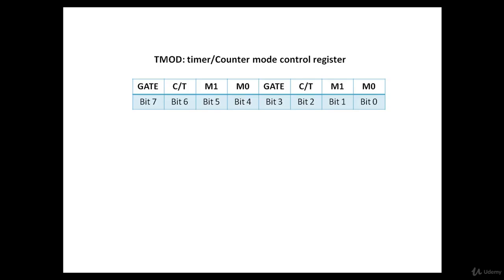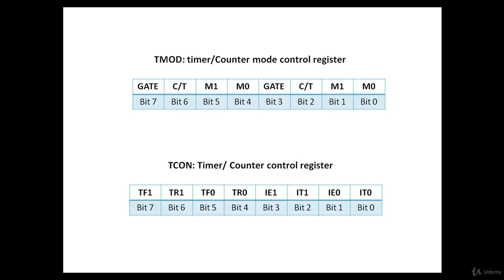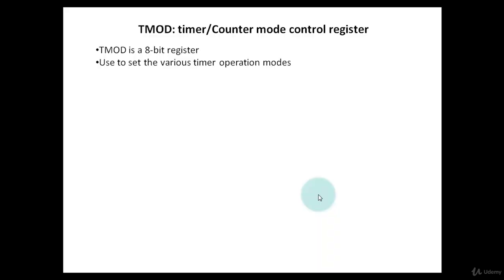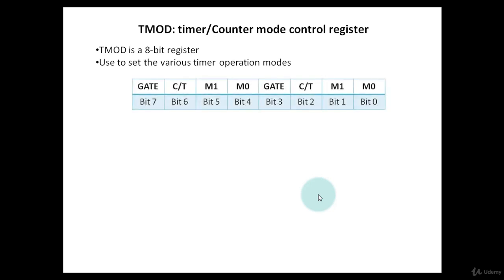The timer module in 8051 microcontroller gets controlled by two control registers. One is TMOD and another one is TCON. TMOD register, timer counter mode control register, is an 8-bit register used to set various timer operation modes. Bit number 0 to 3 is used to select the timer modes for timer 0 and bit number 4 to 7 for timer 1.